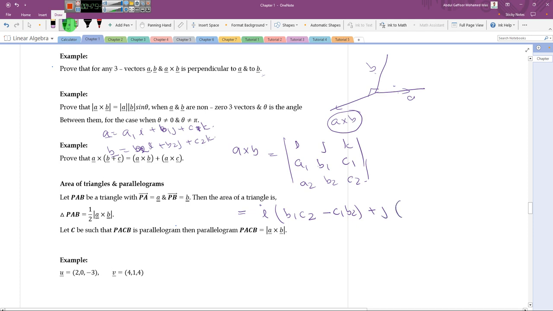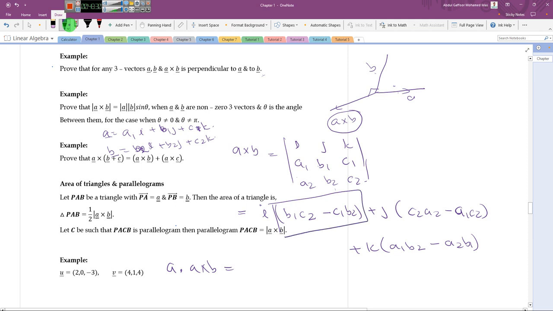Now 9 minus 8 is 1, right? So 1i, and 15 minus into minus becomes plus, so it will become, if I am not wrong, positive 31j, plus minus 6 minus 14, minus 20k will be the answer.